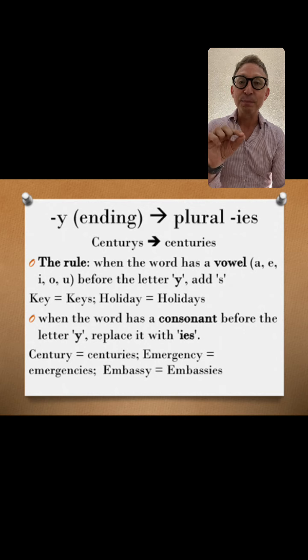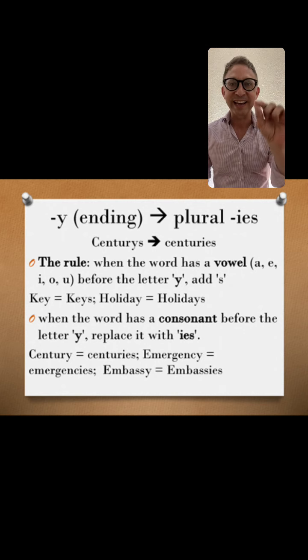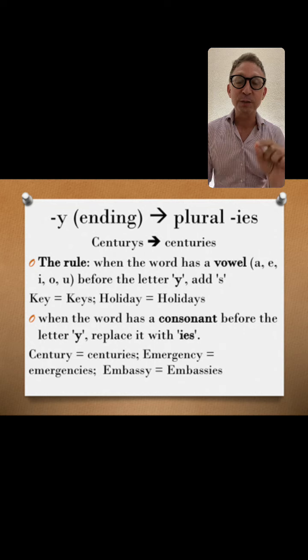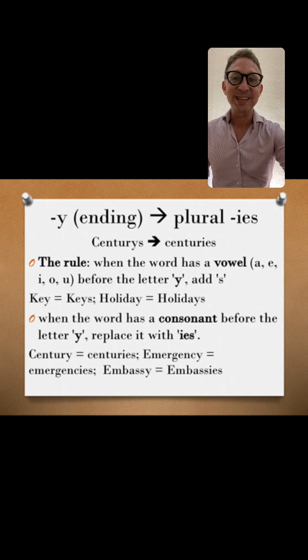However, if that penultimate letter, which is the second to last letter, is a consonant, like here in century, we have R plus Y, then you drop the Y and add IES. So that penultimate letter determines how you spell the plural. So we have century to centuries, IES. Emergency becomes emergencies, IES. Embassy becomes embassies, IES. All right, I hope that is clear. Let's move to another rule. We've got two or three more here. Hopefully they will be of benefit.